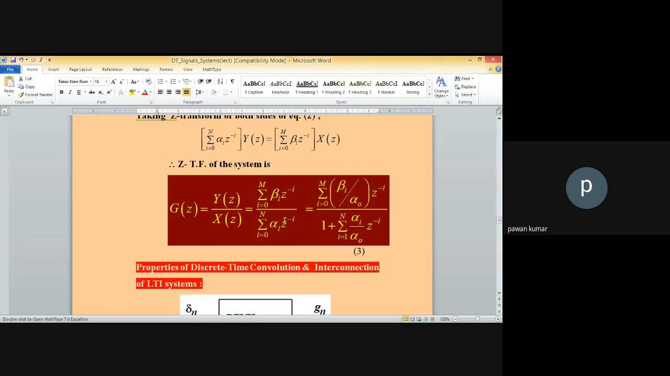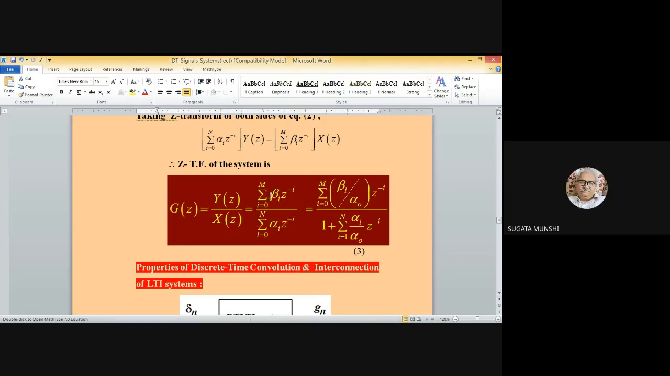Sir, can you please explain it again? How that last expression has come? This one? Yes. So if you take the alpha 0 term out of this summation, what will you have? Alpha 0 plus summation over I equal to 1 to n, alpha I z to the power minus I. Is that all right? If I take out alpha 0.